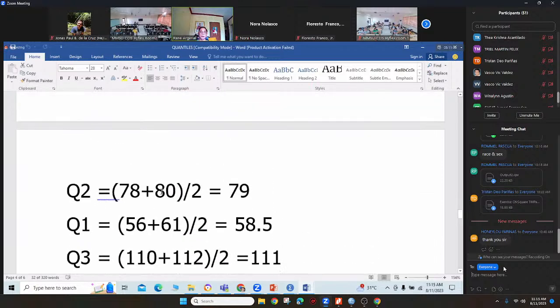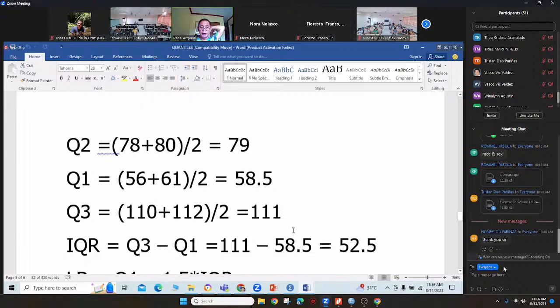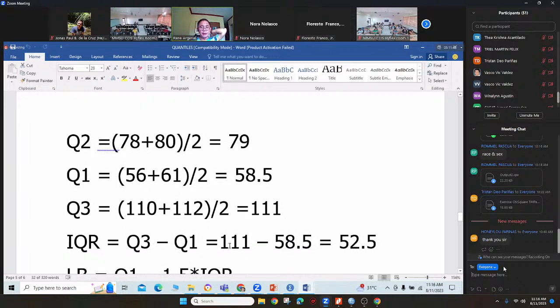To determine the second quartile, of course, that is the median. Once you have identified the median, you consider the first half, and the middle of the first half are 56 and 61. So Q1 is 58.5. And then the middle of the second half is 110 and 112, so the third quartile is 111. Therefore, IQR is Q3 minus Q1, which is 52.5.